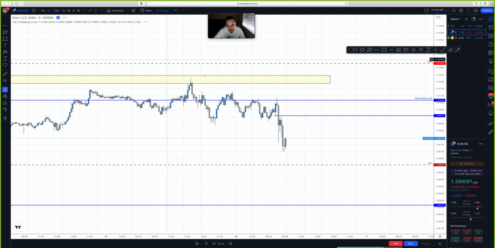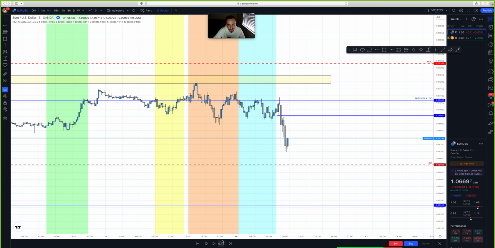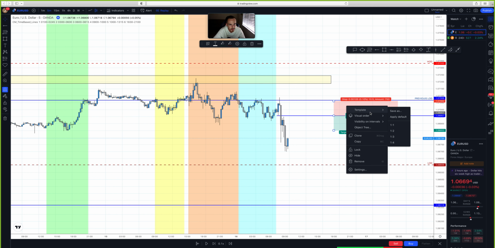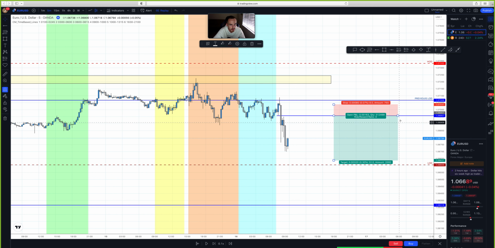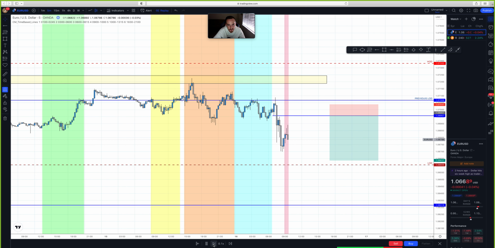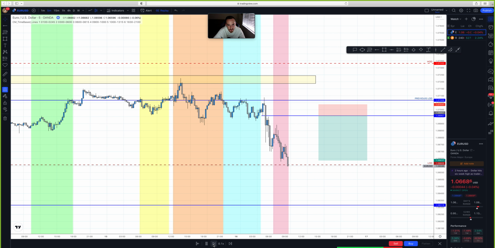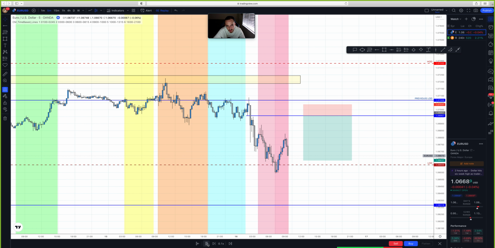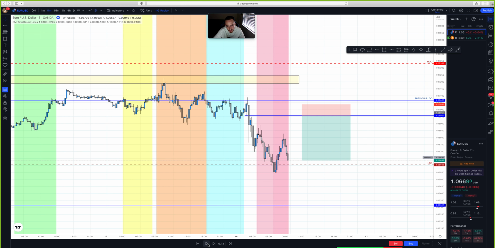If we go to M5, let's go to rewind. It's going to look something like this. Like that. Okay. Check this out. So notice how price uses this low of day right here, and then we're going to see price pull back into this area. Watch.